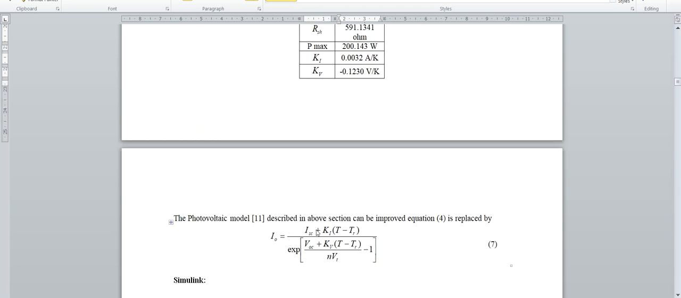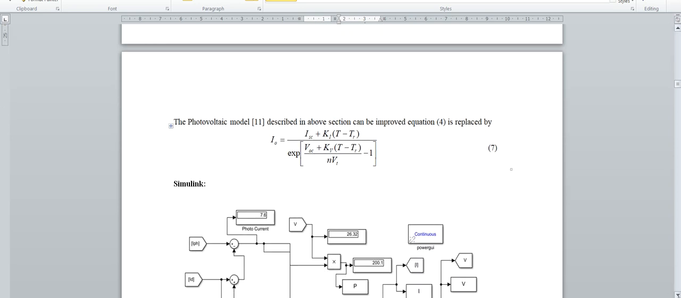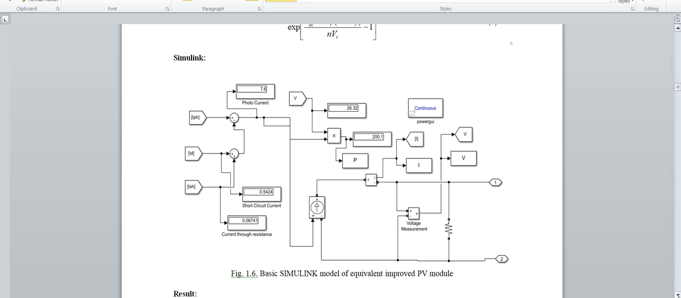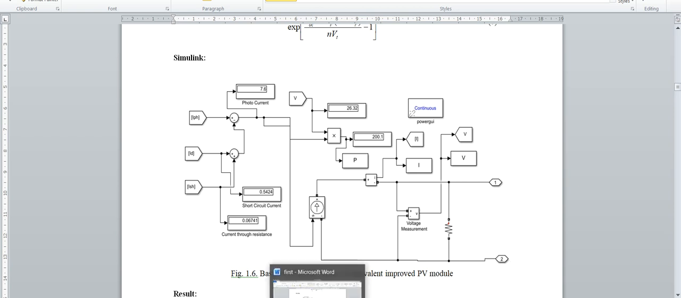And equation 7 is the improved model of this diode current. For these equations I'm going to do solar modeling, and this is my Simulink diagram of solar modeling. And now I'm going to show you in MATLAB. This is one type of Simulink model, and I'm going to show you another Simulink model in MATLAB.